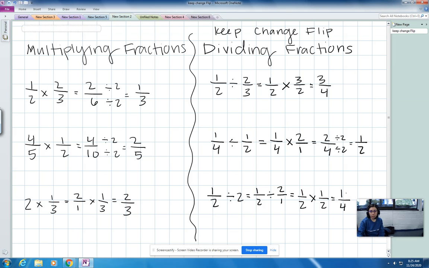So the moral of the story, the main ideas of today's lesson: for multiplying fractions, multiply across the top and bottom. Be sure to simplify. For dividing fractions, keep, change, flip, and then just follow the same steps as multiplication.